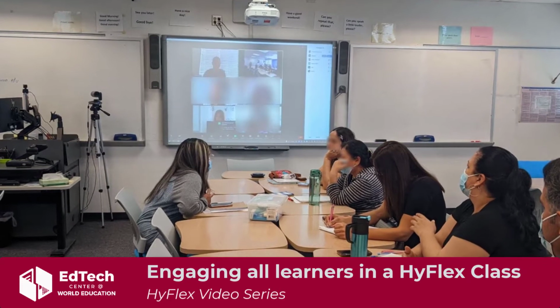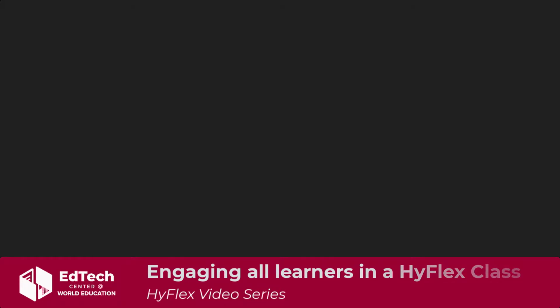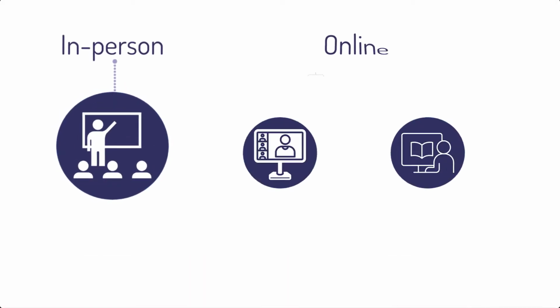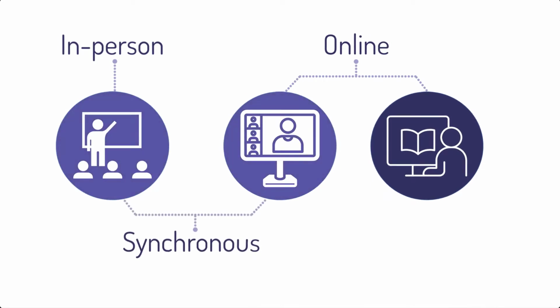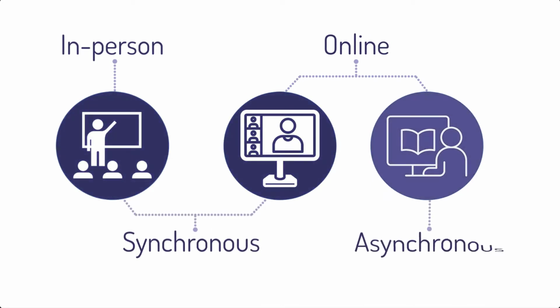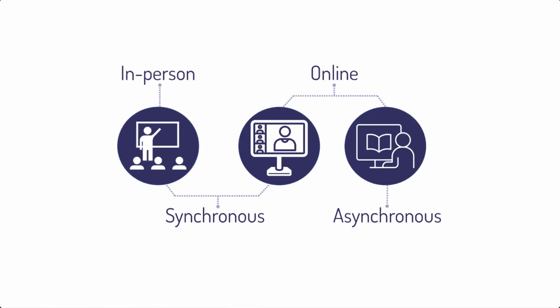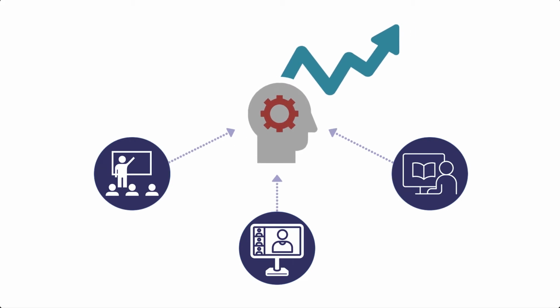HyFlex is a model that allows learners to choose whether to attend classes in person or online, in a synchronous class with a teacher, or by doing asynchronous activities. Regardless of what format learners choose, it's important that the learning activities all lead to equivalent learning outcomes. In this video, we'll show how an English language teacher creates equivalent learning activities, which allows both online and in-person students to practice the same skills.